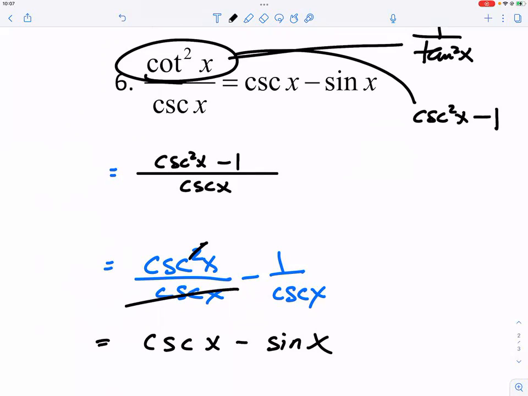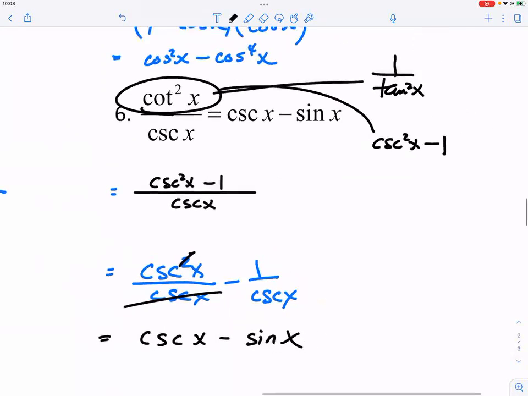Okay, so again, you've got to know your identities. You've got to know your possibilities. You've got to know how to make a decision.